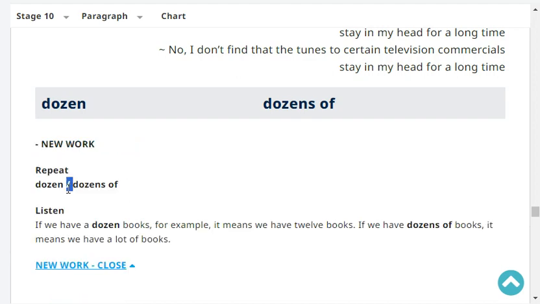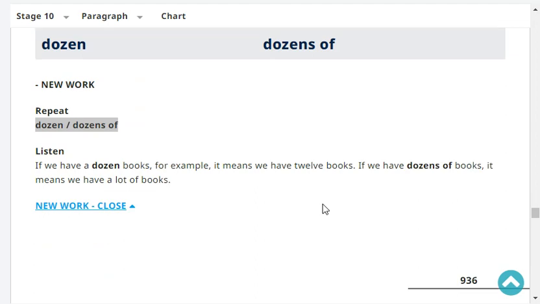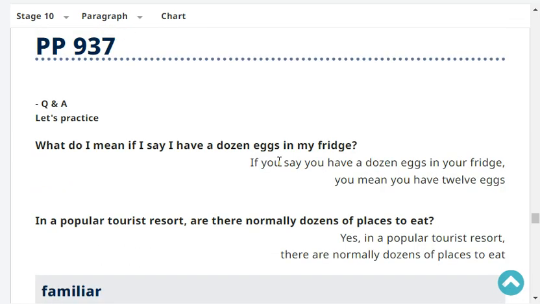Next, repeat. Dozen. Dozens of. Very good. Okay, listen. If we have a dozen books, for example, it means we have 12 books. If we have dozens of books, it means that we have a lot of books. Okay, let's practice. What do I mean if I say I have a dozen eggs in my fridge?